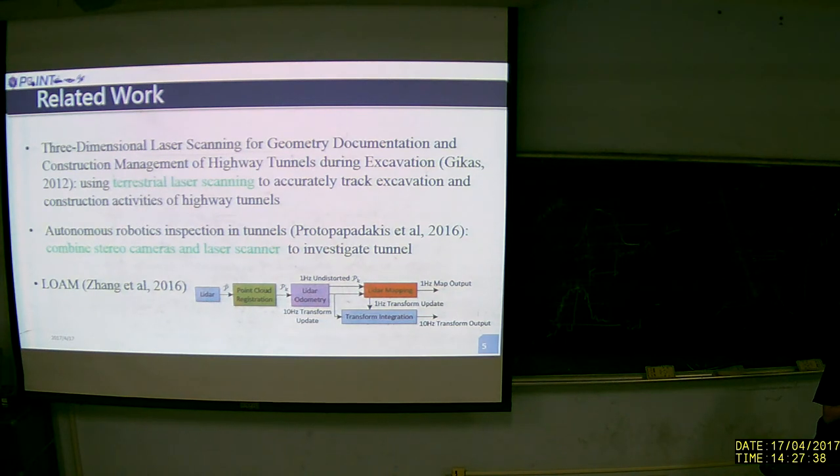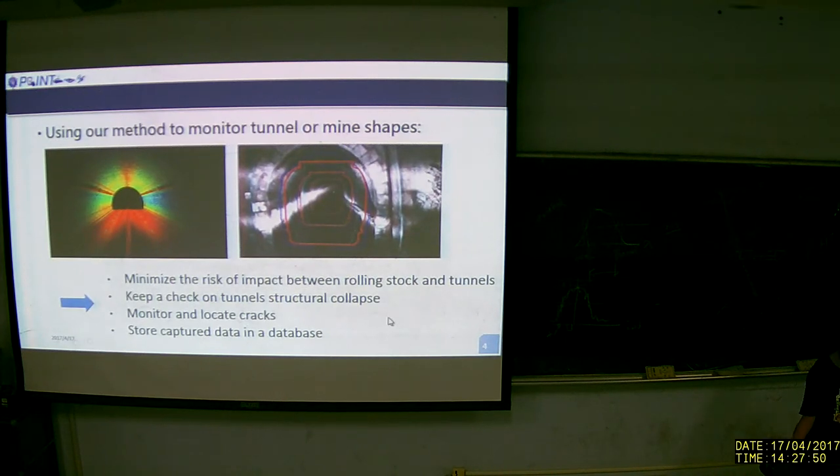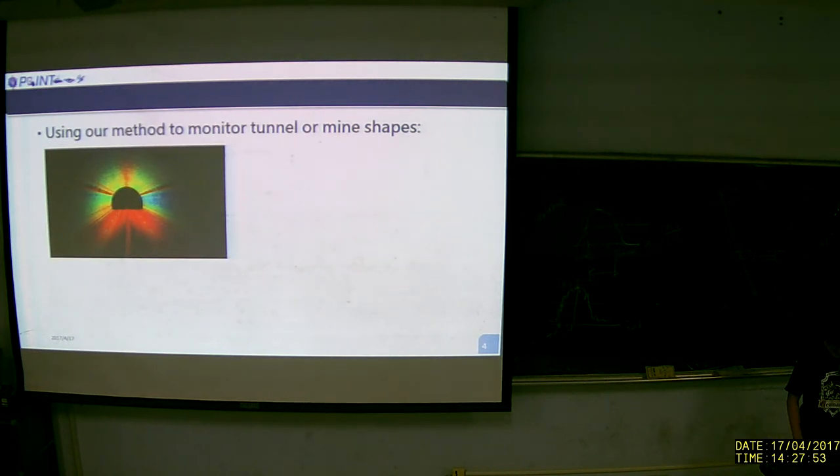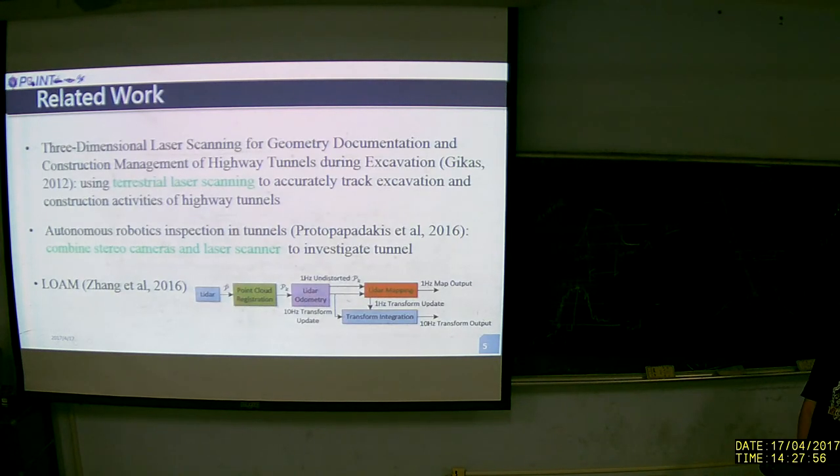Here I would like to introduce some related work. In 2012, ZCAG used terrestrial laser scanning to accurately track current excavation and construction activity of a highway tunnel. This work has a disadvantage because it uses a static and expensive LiDAR, so it spends much time and is hard for us to scan a long tunnel.